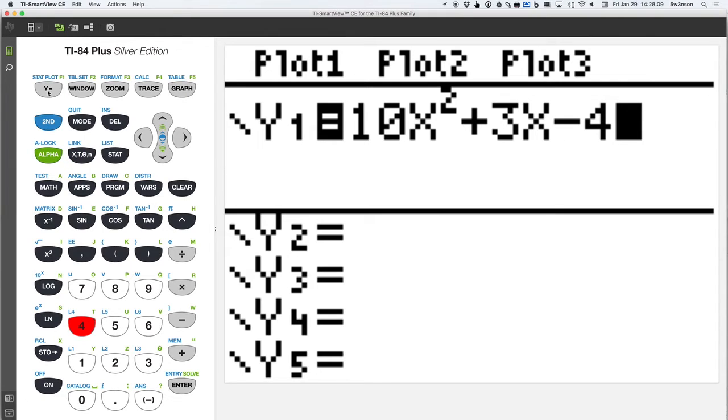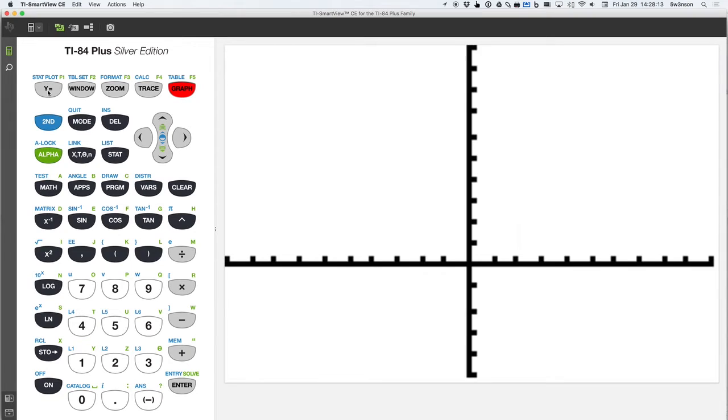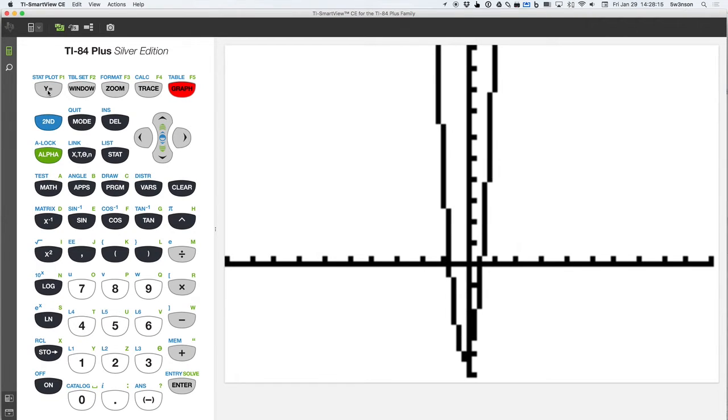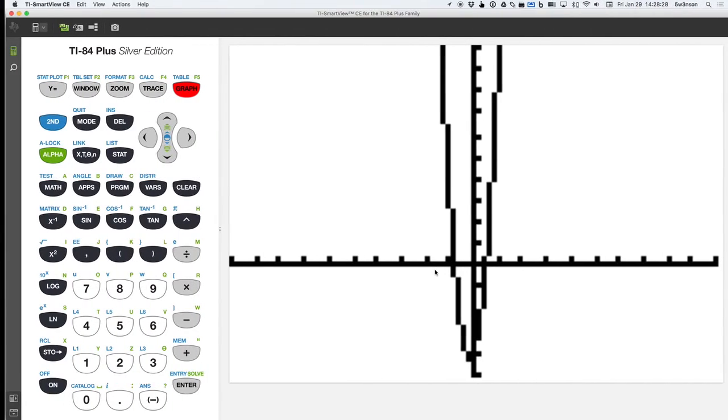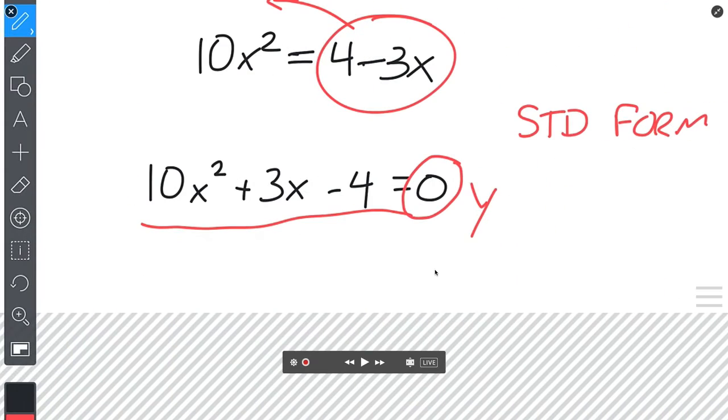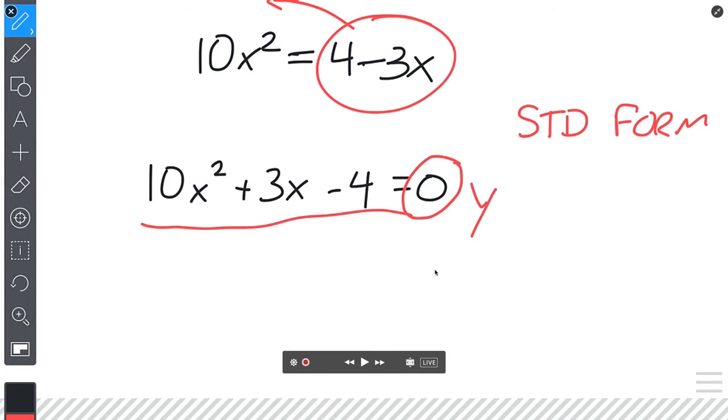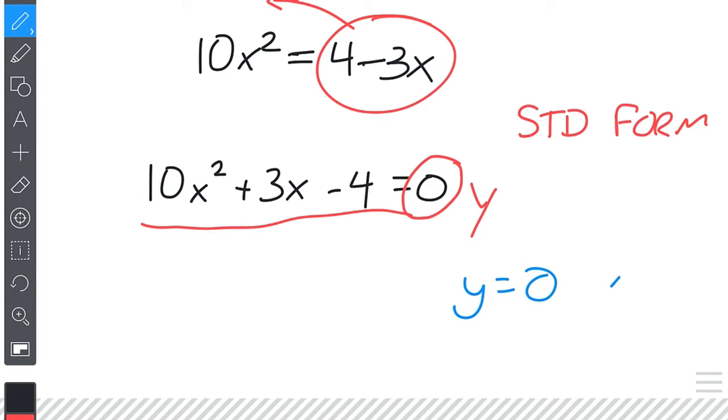Now notice I'm not saying equal to 0. I'm just going to go ahead and leave it like that. Then when you graph it, you get this. And the problem is that we need to have this region right here. The solution is we want to know what the values of x are when y equals 0. So effectively what we're looking for is when y equals 0, what is x?